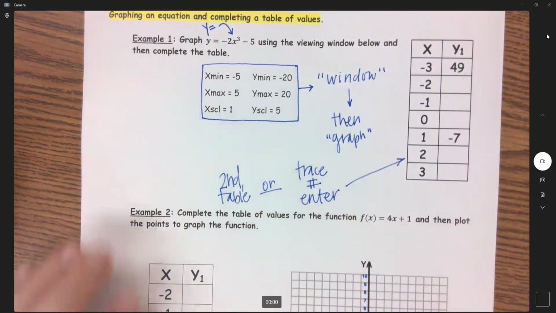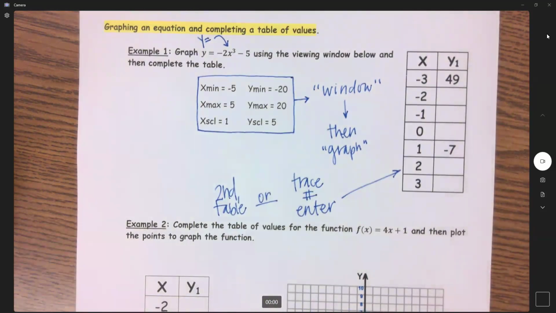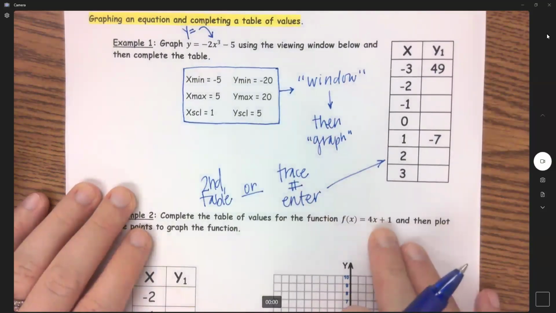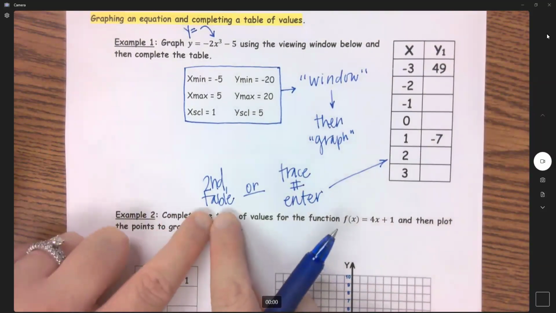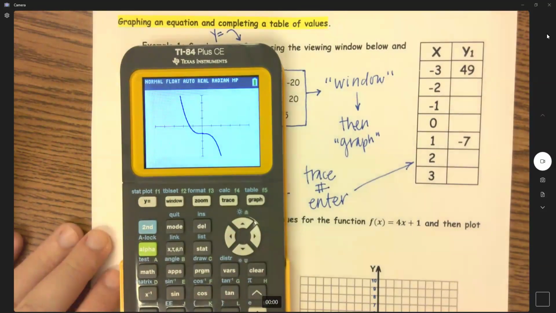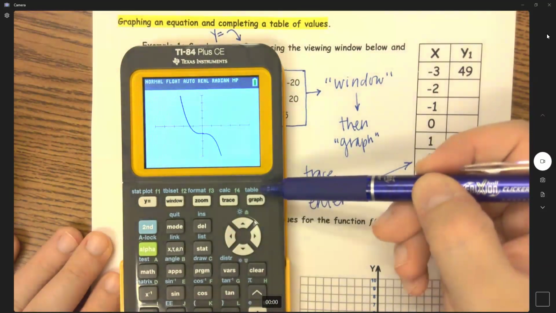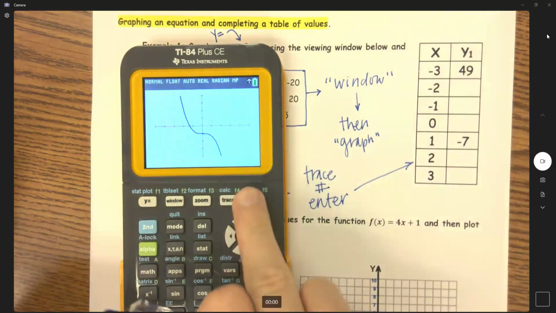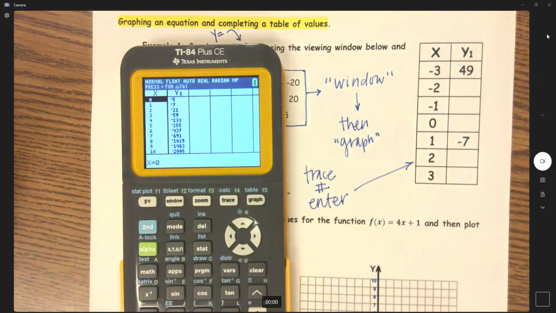So let me show you both of these. I personally like trace more times than not, but because I'm wanting to fill out a table of a lot of values, this table would probably be the best. So if we start with table here, notice that table is right here in blue. So I'm going to hit my blue button first, second, then graph, and I have a list of values.